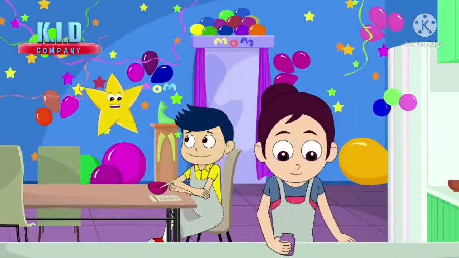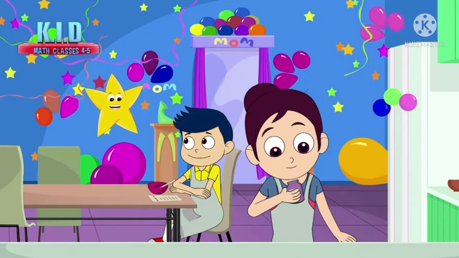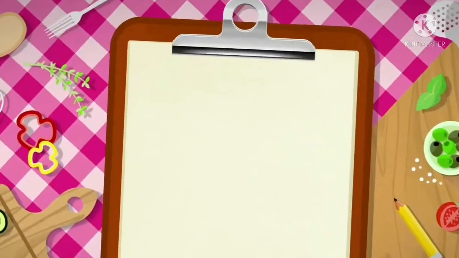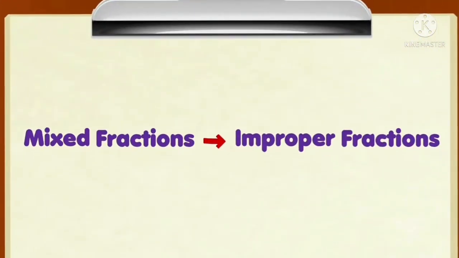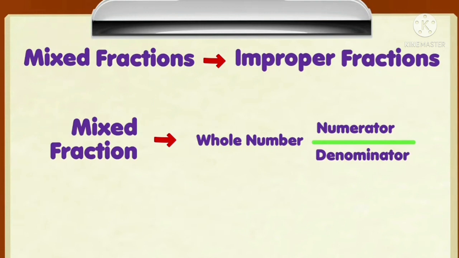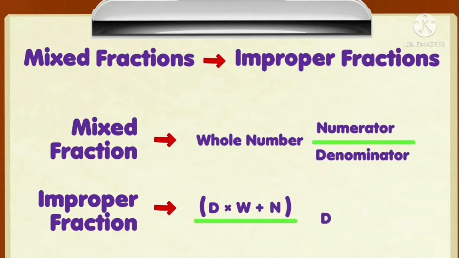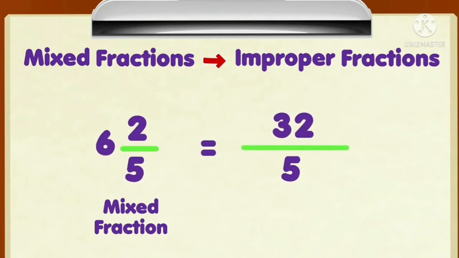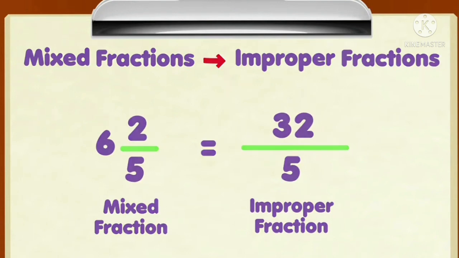Excellent, a mixed fraction. So we see we can write a mixed fraction as an improper fraction and similarly an improper fraction as a mixed fraction. Let me explain it to you. To convert a mixed fraction to an improper fraction, multiply the denominator by the whole number and add it to the numerator. The result is the numerator of the improper fraction while the denominator remains the same. For example, 6 and 2 upon 5 equals 5 into 6 plus 2 equals 32. Thus, 6 and 2 upon 5 equals 32 upon 5.